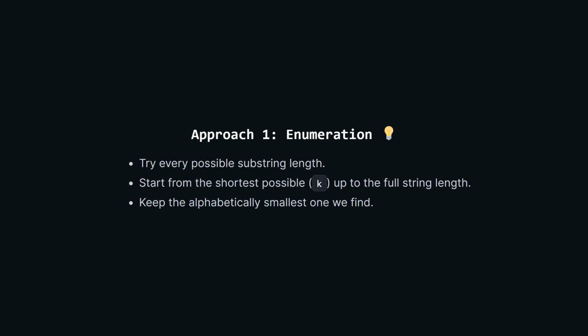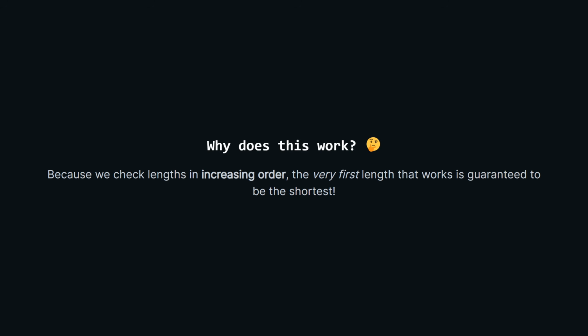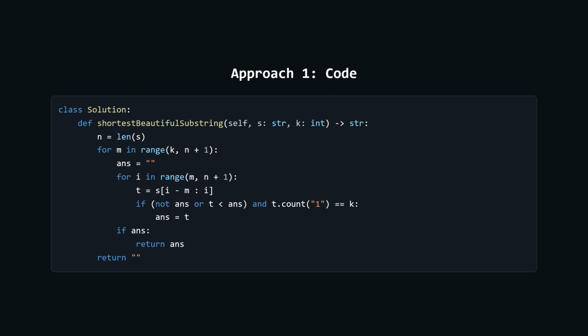Okay, so for our first approach, let's talk about enumeration, which is basically just brute force, where we check every possible valid length starting from the smallest possible size up to the largest. Since we are starting at the smallest length and slowly increasing it, the very first time we find a valid substring, we automatically know it has to be the shortest one. Here is the full code for that first approach. Let's chop it up and see how it works.